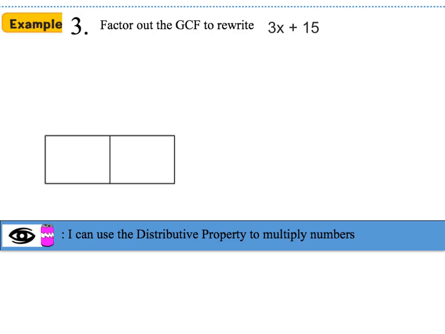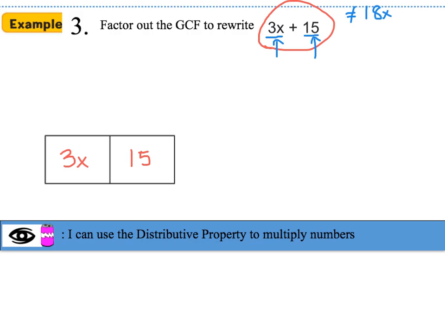For example 3, it says factor out the greatest common factor to rewrite 3x plus 15. So this is kind of like the other problem, but it's the reverse, because now they're giving us the inside of the model because there are no parentheses in this problem. So I'm going to write 3x in the first area of the model and 15 in the second area of the model. No parentheses, which means they go inside. Also, please note that you cannot combine 3x and 15 to get 18x. This does not equal 18x, because these are 2 different terms. This has an x, this does not. So you cannot combine things that are different.